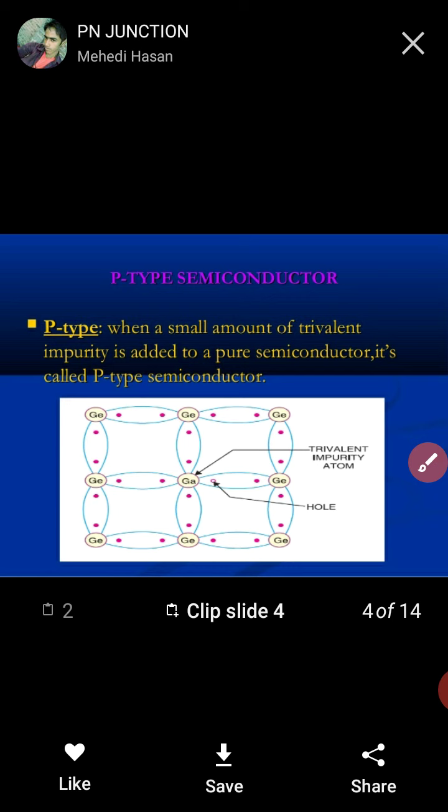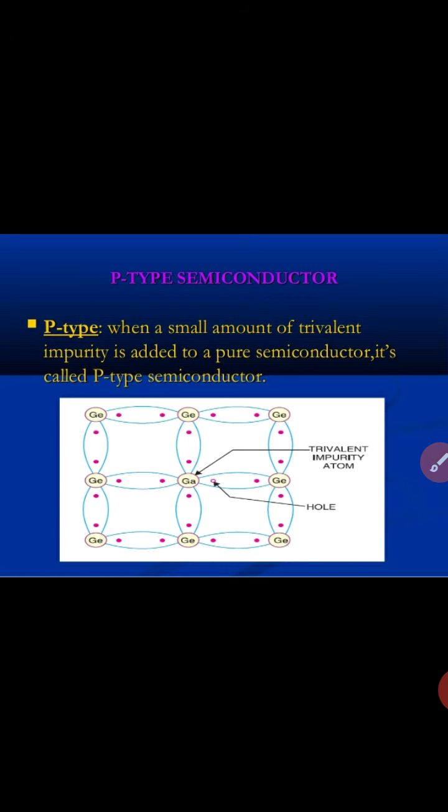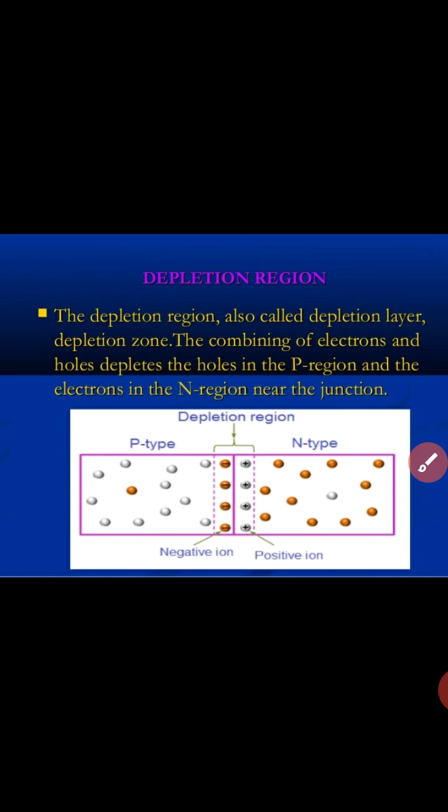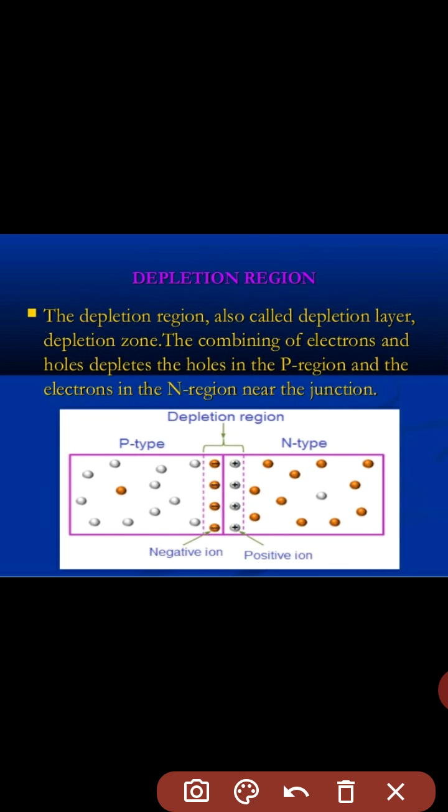Now let us learn about the PN junction diode. So what is depletion region? First we are going to discuss the depletion region. The depletion region is also called depletion layer or depletion zone.